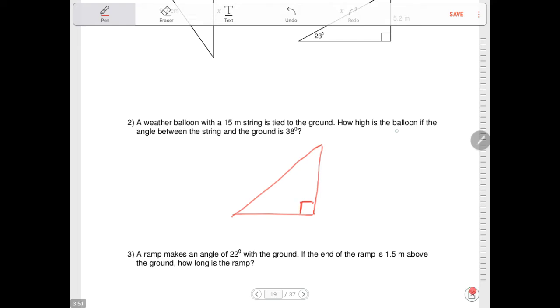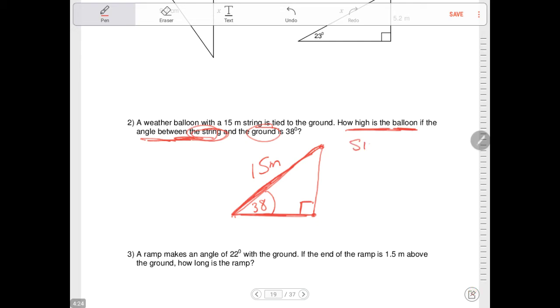Now it says here, how high is the balloon if the angle between the string and the ground is 38. So you know that this is your ground, and this is the balloon string. We know the angle between them is 38. We also know how long the string is, 15 meters. And if you read the question carefully, it says how high is the balloon? As in, how high is it off the ground? So you see, you had to draw this out.